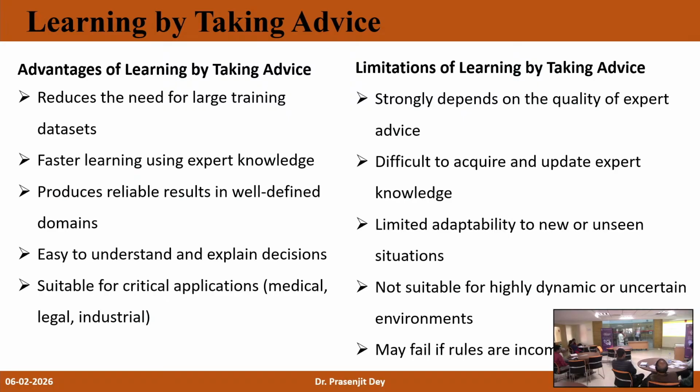But the limitation is what? It strongly depends on the quality of the expert. So if the expert quality is poor, the answer will be poor. It is difficult to acquire and update expert knowledge, because for a robot to be an expert at that level, it needs a lot of time to groom, and that is one drawback.